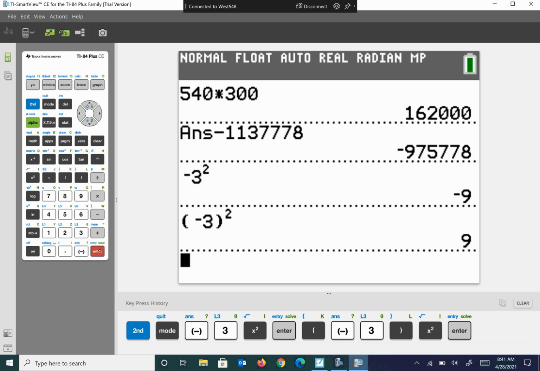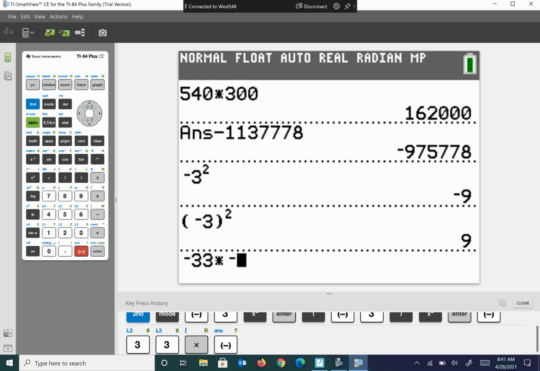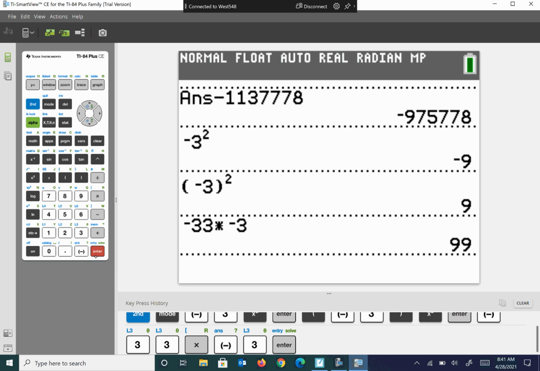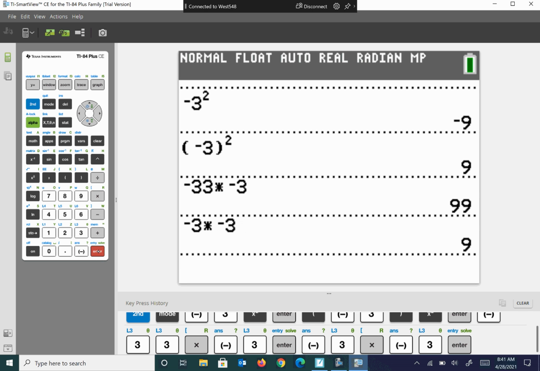What if you just do negative 3 times negative 3? That's going to work. So that will work. But when you square it, you all know that if you take 2 negative numbers and multiply together, you get a positive.